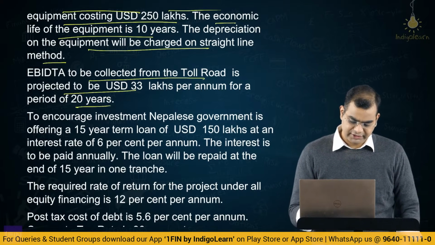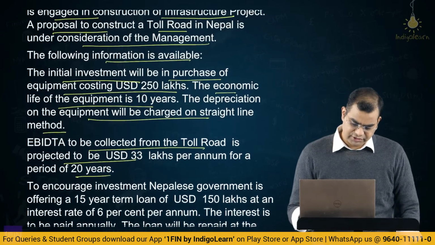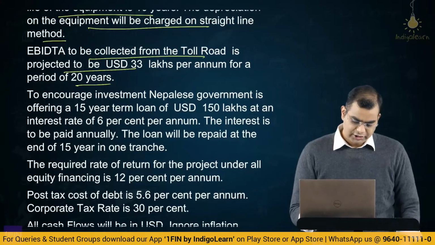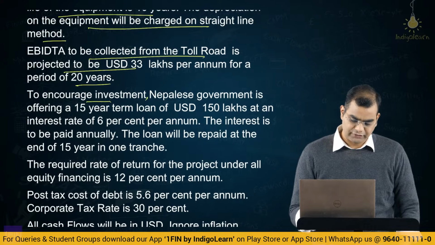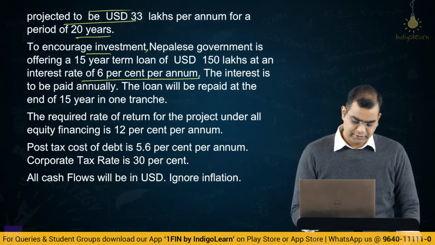33 lakhs per annum. Everything is in USD, and they have given a lot of stuff in USD even though they are saying Nepal. Okay. To encourage investment, Nepalese government is offering a 15-year term loan of USD 150 lakhs at an interest rate of 6% per annum. Okay. The interest is to be paid annually and the loan will be repaid at the end of the 15-year in one tranche.